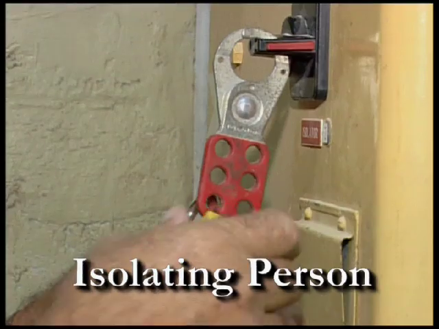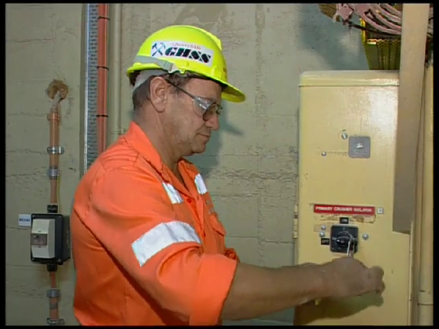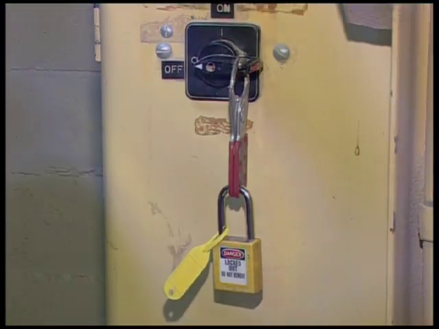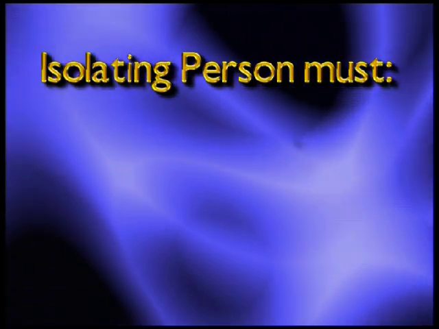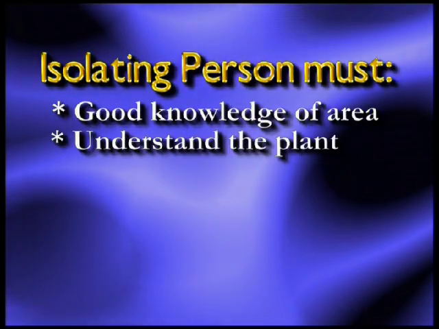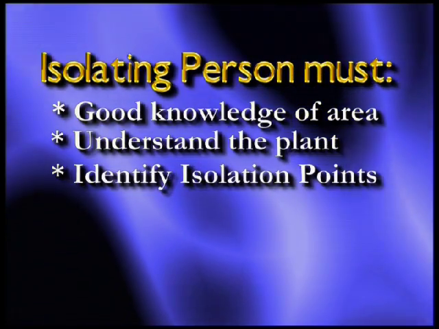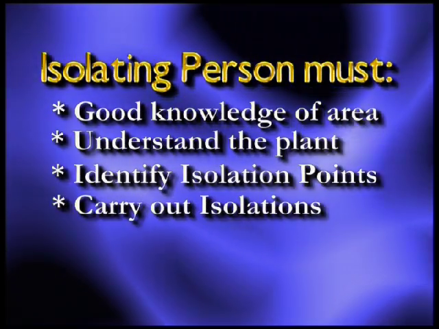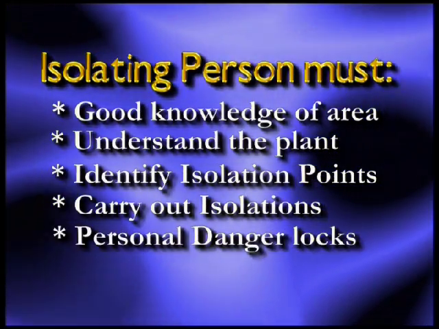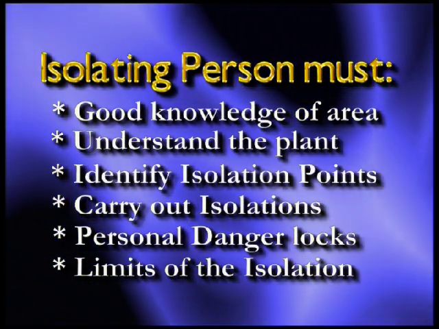The isolating person is the only person authorised to safely isolate plant by applying specific isolation locks to energy isolation points. The isolating person must have good knowledge of the area and associated hazards, completely understand the plant that they are isolating, be able to identify all the energy isolation points for the plant, carry out isolations according to lockout isolation procedures, ensure workers know where to place their personal danger locks, and have a good understanding of the limits of the isolation.